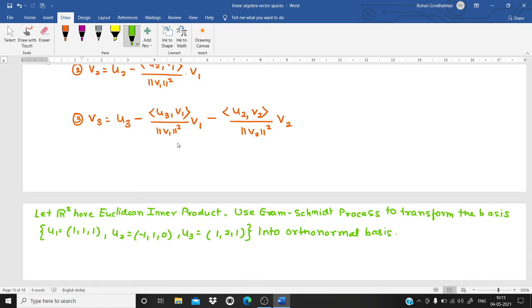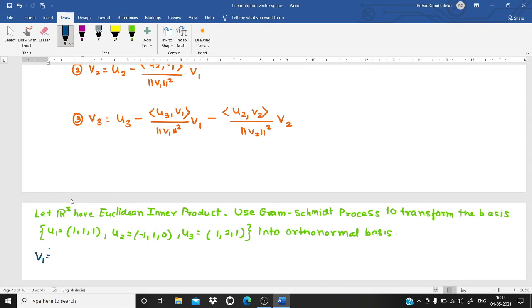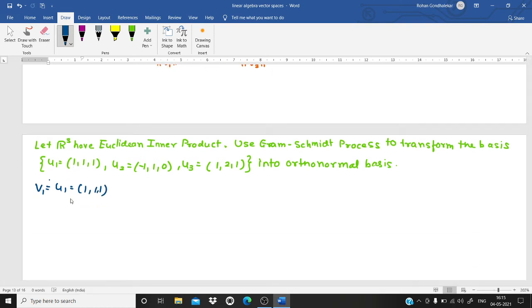Okay, so I write solution. Then directly start with the solution, no issues. V1 is equal to U1 is equal to (1, 1, 1). Fine. Now V2. What is the V2 formula? V2 is equal to U2 minus inner product of U2 with V1 upon norm V1 square into V1. As they specified, you follow the Euclidean inner product. Of course, the norm is also the Euclidean norm that we already discussed.